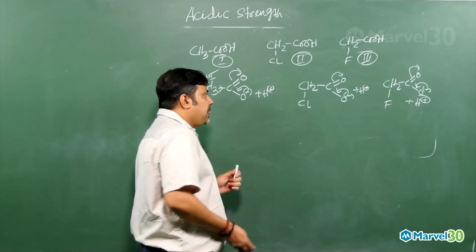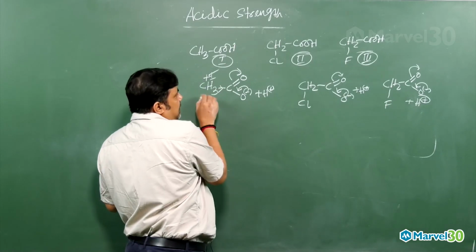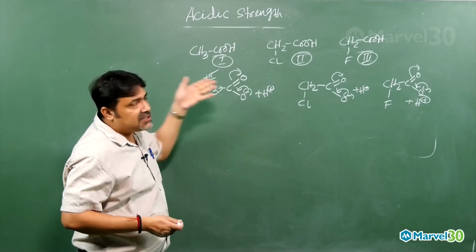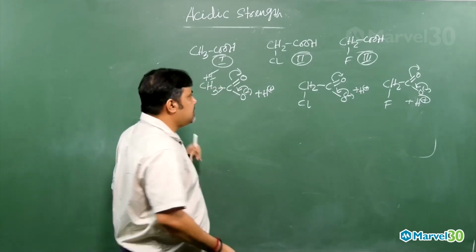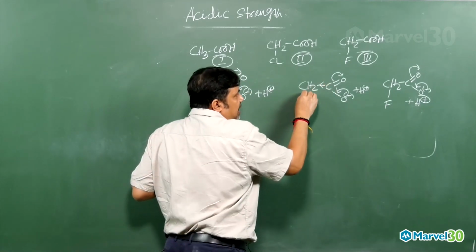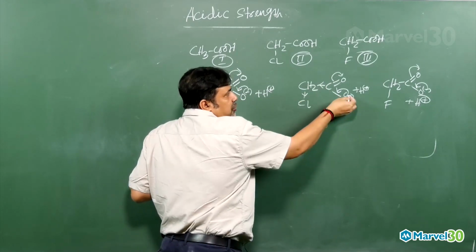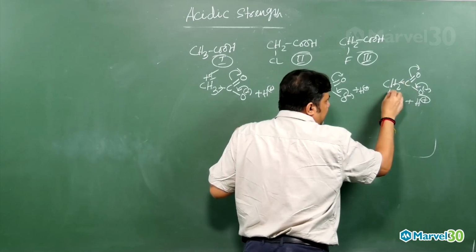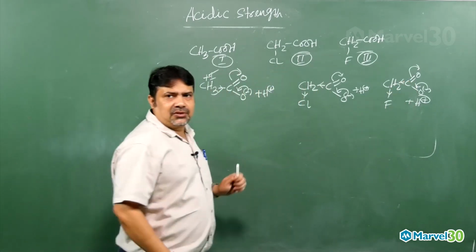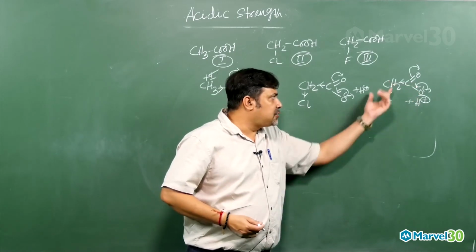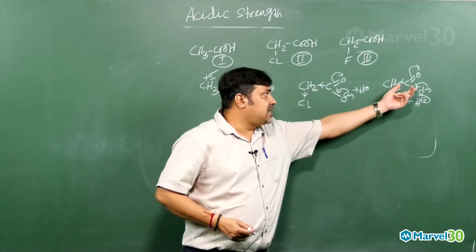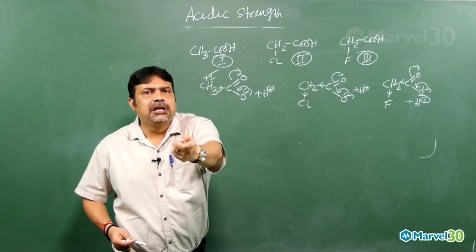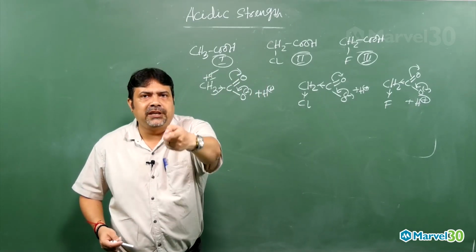So these will produce the plus I effect. That means a negative charge is already there, and the CH3 is giving electrons towards that negative charge. Whereas chlorine has a minus I effect, through which it will withdraw the negative charge towards itself. Compared to chlorine, fluorine has more electronegativity, so fluorine will take the negative charge towards itself more. As it takes the negative charge more, the stability of the conjugate base will be more. As the stability of the conjugate base is more, the corresponding acid will be stronger.